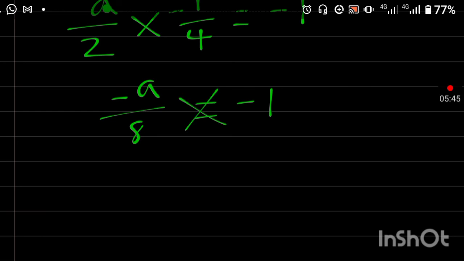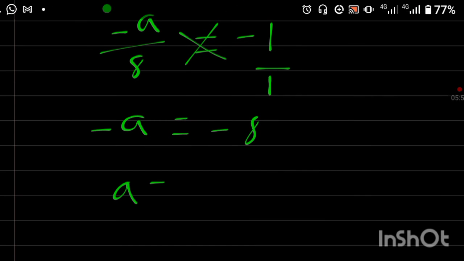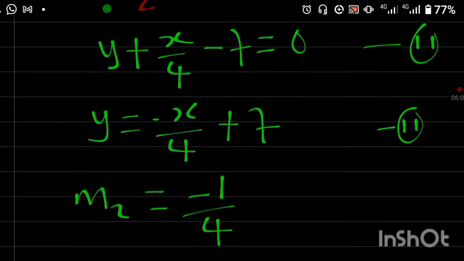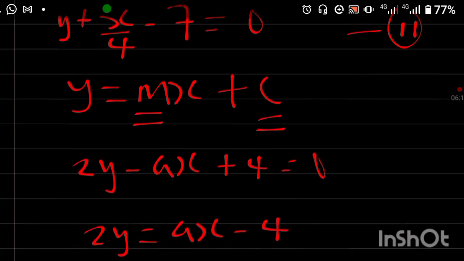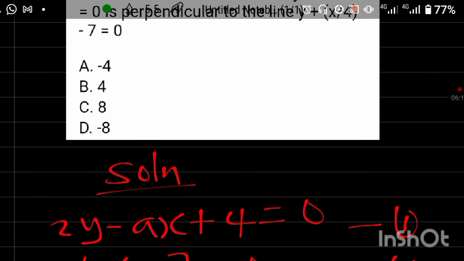Let's cross multiply. I have minus a is equal to minus 8. Divide both sides by minus 1. A is equal to 8. This is the value of a for which the two lines are perpendicular. Let's check our options. Option C is correct.